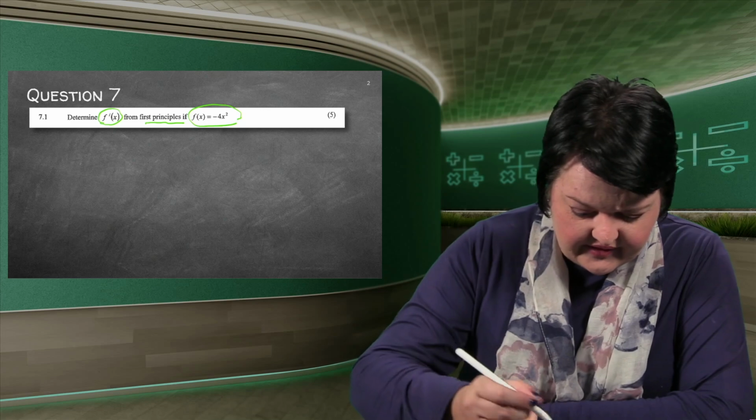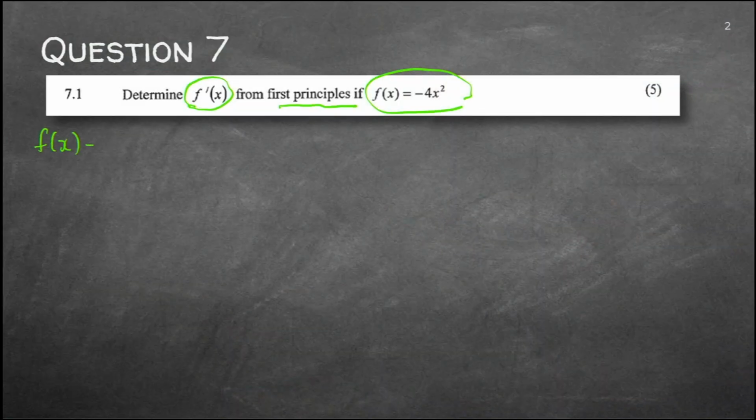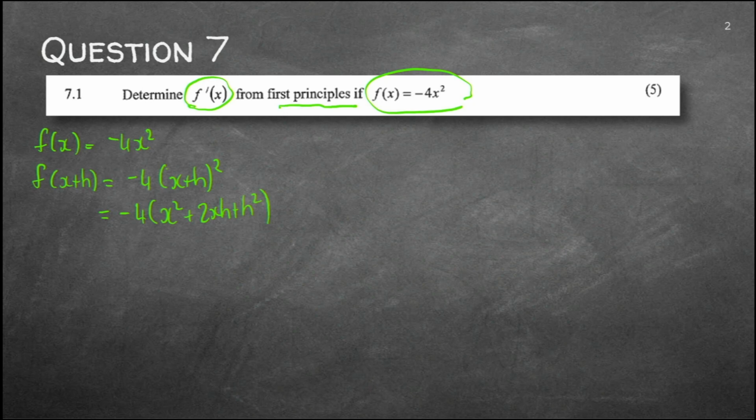First things first. If f(x) is equal to negative 4x squared, it means f(x plus h) will be equal to negative 4(x plus h) squared. Please simplify before we actually start with the derivative. So it's negative 4, multiply out the brackets, and you'll get x squared plus 2xh plus h squared. Multiply in the negative 4, so it's negative 4x squared minus 8xh minus 4h squared. Now I have everything I need to do the first derivative.